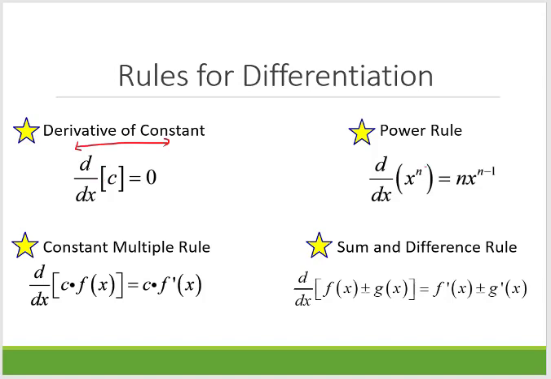Now the power rule is you take your power, bring it down in front, and reduce the new power by 1. So you no longer need to use the definition of the derivative unless I tell you to find the derivative of a function. Constant multiple rule, you can bring the constant out in front of any function, and then you can take the sum and difference. You can take the derivative of each term individually.